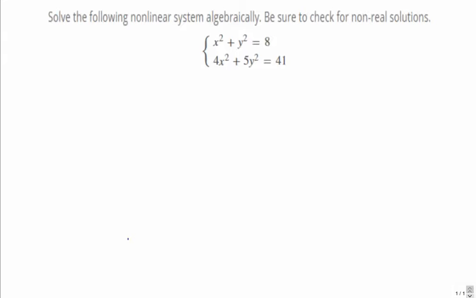Okay, in this problem, we are to solve this non-linear system algebraically, and we've got to be sure to check for non-real solutions. We might see an i or two pop up. Well, you can see these are non-linear equations because the highest power is 2, not 1. So the first one is x squared plus y squared equals 8. That's going to be a circle of radius square root of 8.